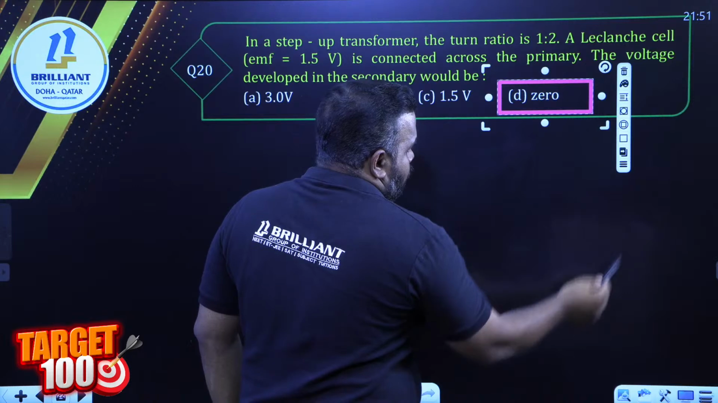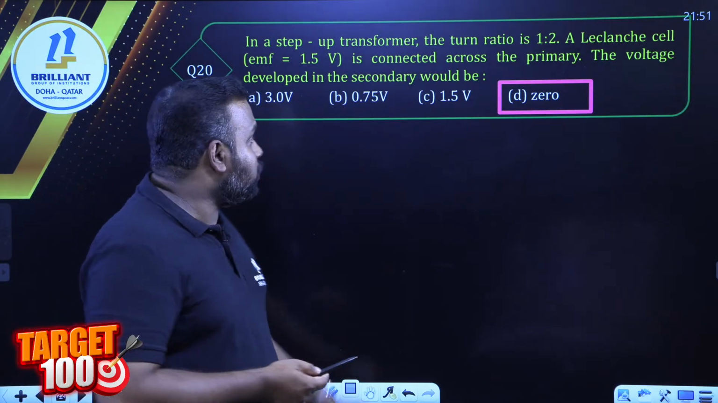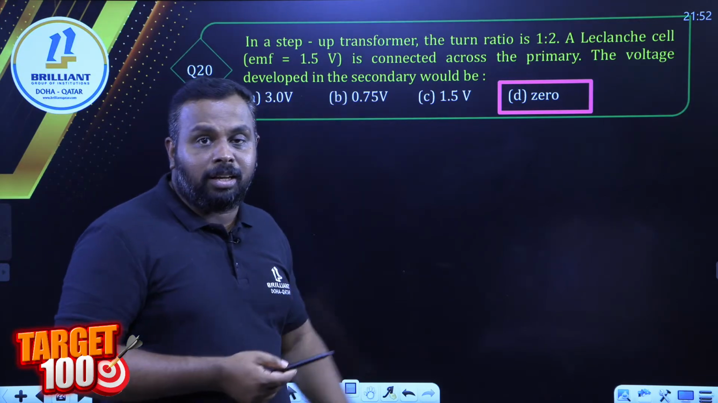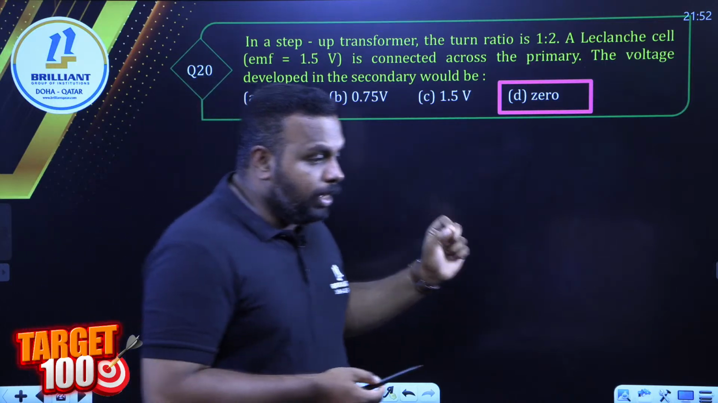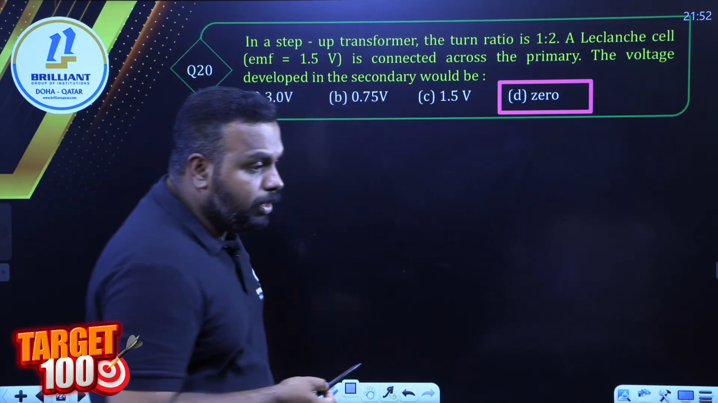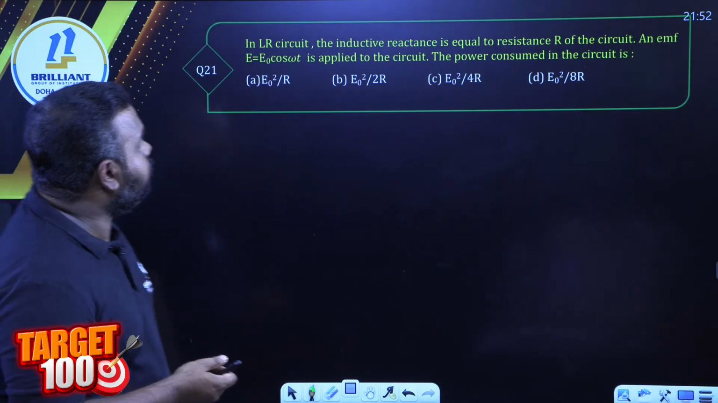So when you're seeing this type of question, please don't be excited and go with the calculation, because I know if you're using the formula, you'll get some answer. It is there in the options. So please be careful. The answer is 0. I think it's clear. Going to the next question, number 21.